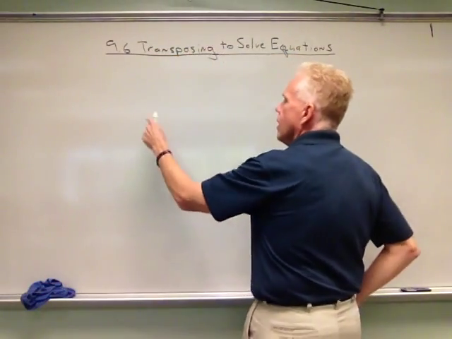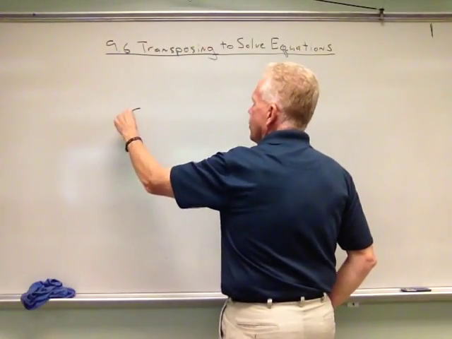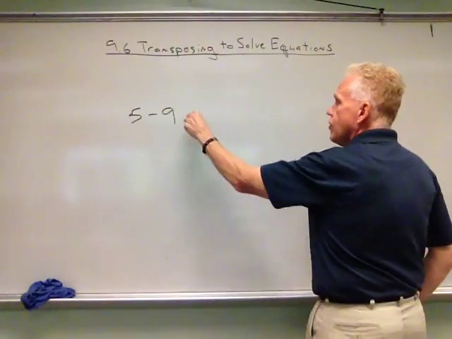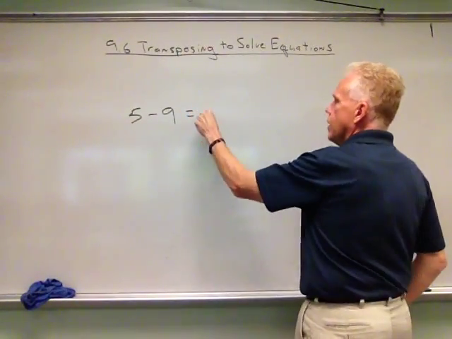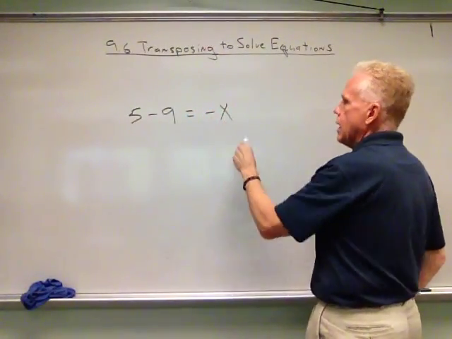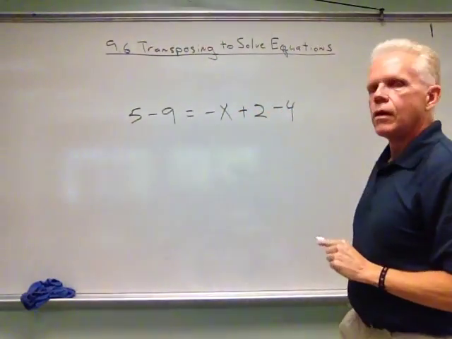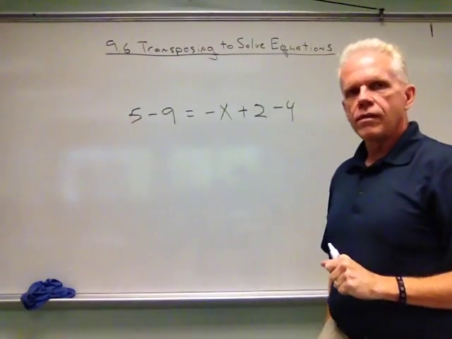So this time on the left side of my equation, let's just do a 5 and a negative 9, or a 5 minus 9. On the right side, let's put a negative x and a positive 2 and a negative 4. All right, let's not transpose anything yet.